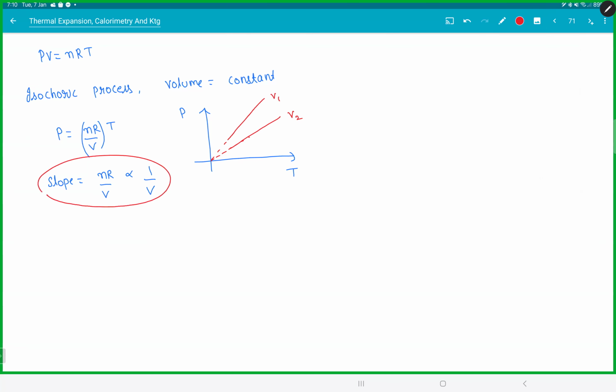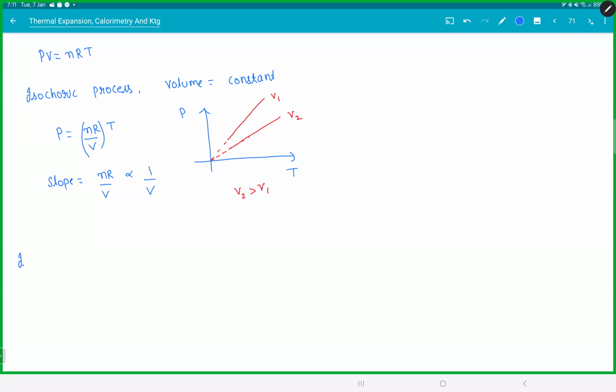Look at this thing, slope. Slope is proportional to 1 by V. More volume, lesser the slope, isn't it? So here V2 is greater than V1. Are you getting this? So if someone asks you to draw an isochoric process in a PT graph, it looks like this.